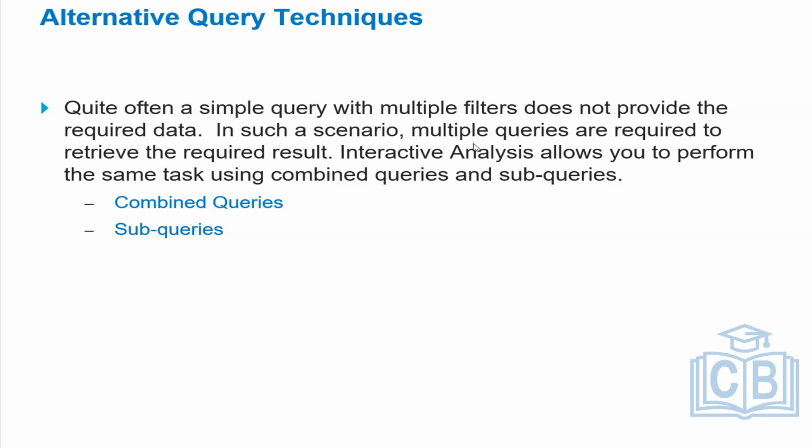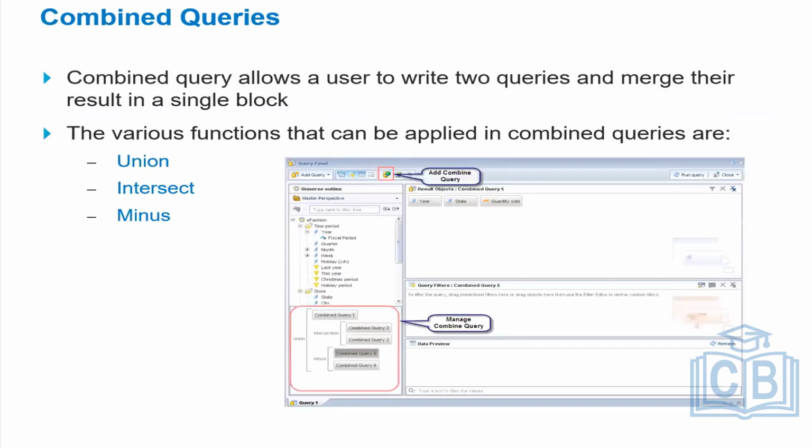In such a scenario, multiple queries are required to retrieve the required result. Interactive analysis allows you to perform the same task using combined queries and subqueries. We have two types of queries, that is combined queries and subqueries. A combined query allows the user to write two queries and merge their results in a single block. If you see here, we can add a combined query.